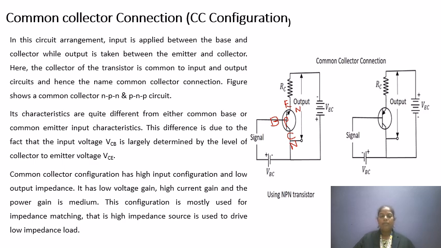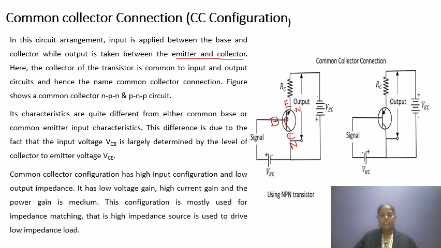The input is applied between the base and the collector, and the output is taken from the emitter and collector. So the collector is acting between both the input and output, so it is called the common collector circuit. It is quite different from the common base and common emitter.